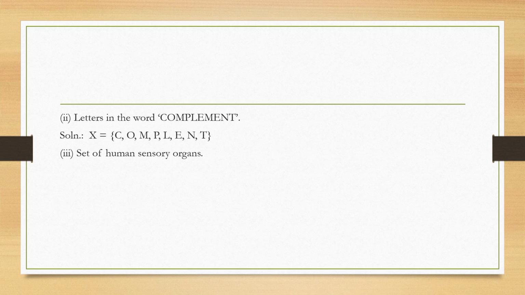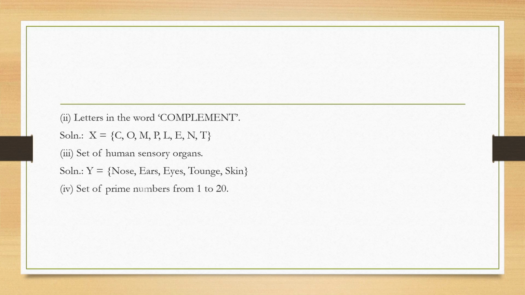Set of human sensory organs. Which are the human sensory organs? Nose, ears, eyes, tongue, skin. That we have to write. Y is equal to curly bracket open nose, ears, eyes, tongue, skin, curly bracket close. Fourth, set of prime numbers from 1 to 20.